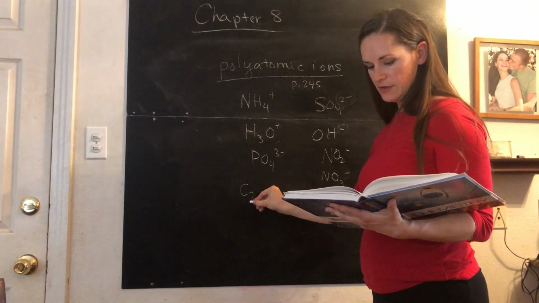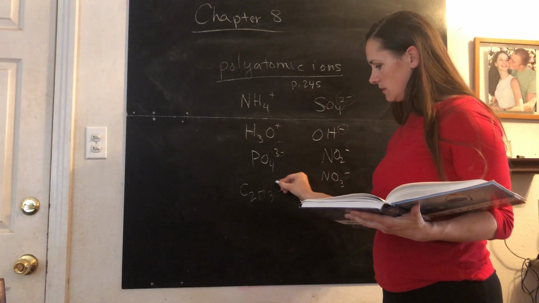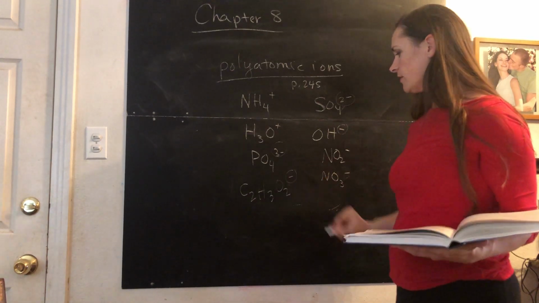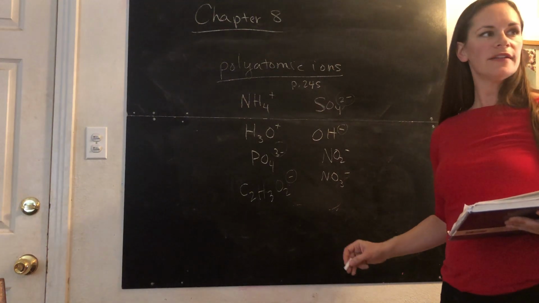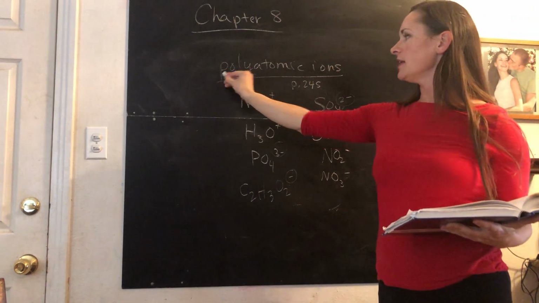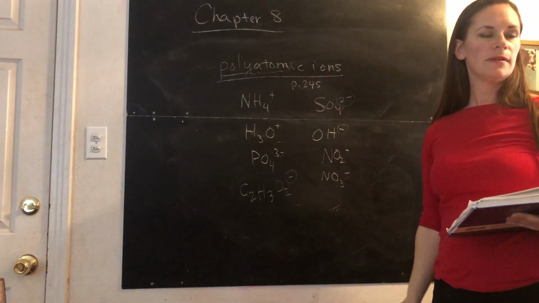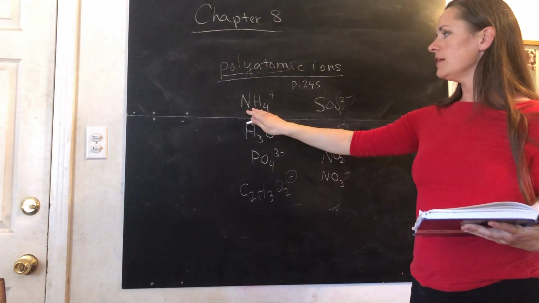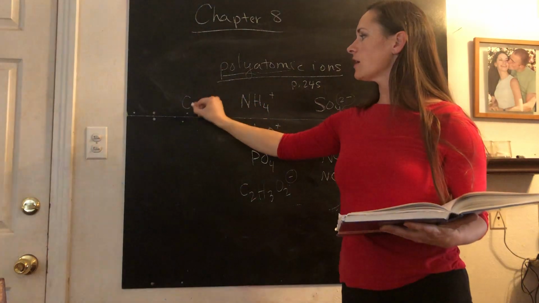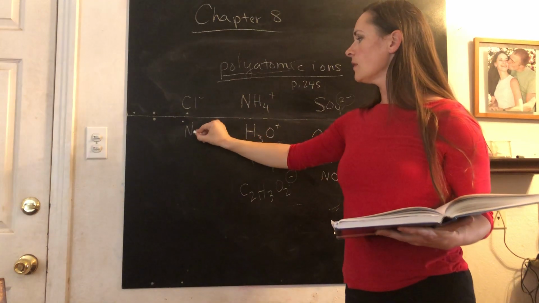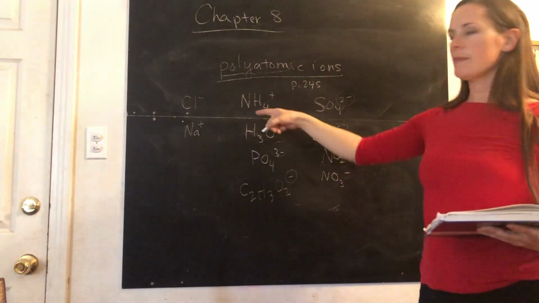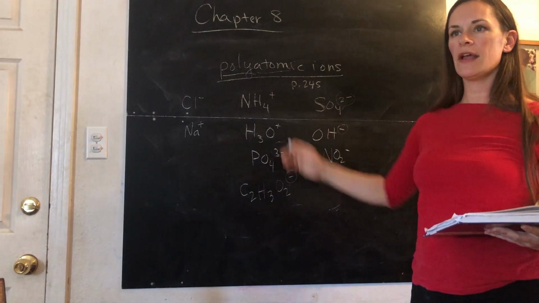Acetate is another one, from acetic acid. Okay, you just have to memorize what their charges are. They're called polyatomic because poly means many, many atoms. Instead of just being a single atom like chloride or sodium, they are polyatomic. They have many atoms that form one ion.